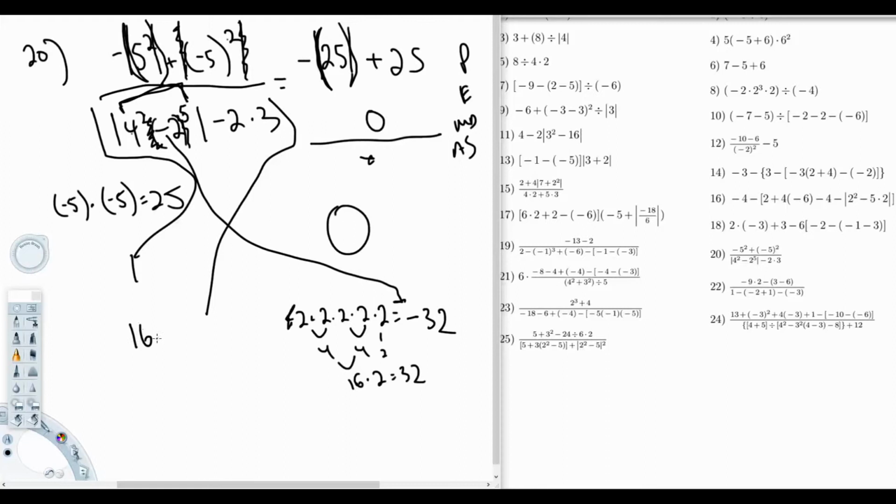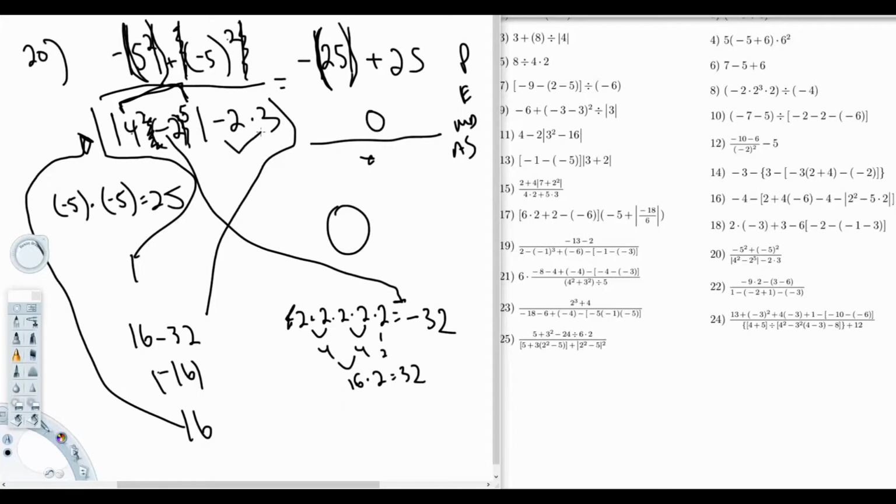So it's 16 minus 32. And they want, so 16 minus 32 equals minus 16, right? And that is the absolute value of minus 16. And the absolute value of minus 16 is really 16. So that 16 is the answer to this absolute value bracket, this killer absolute value bracket.